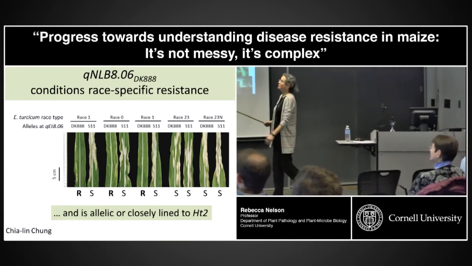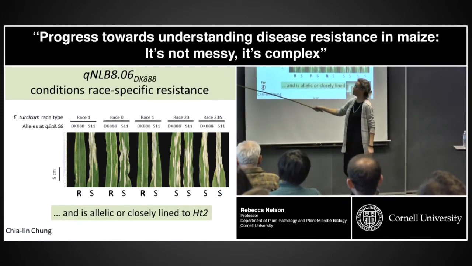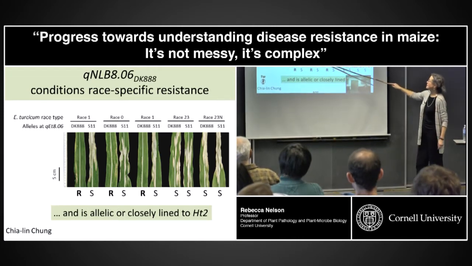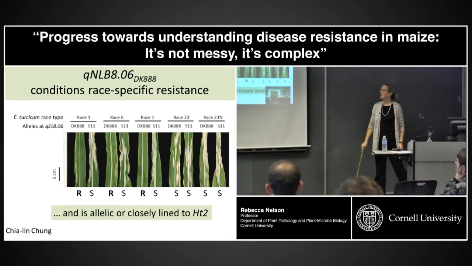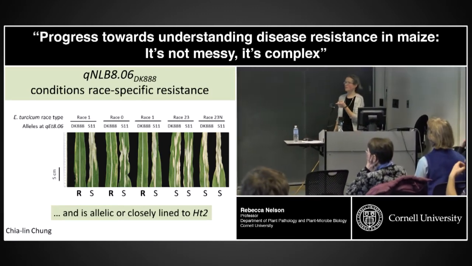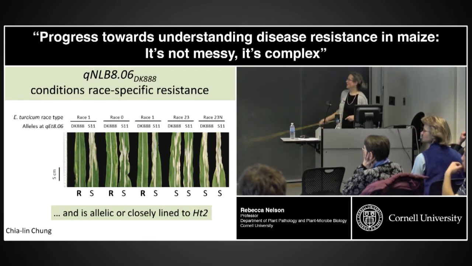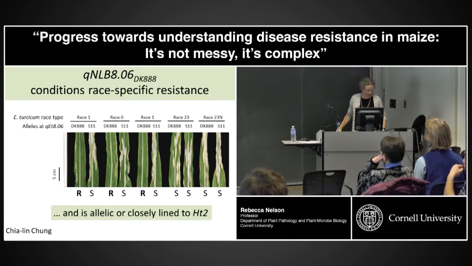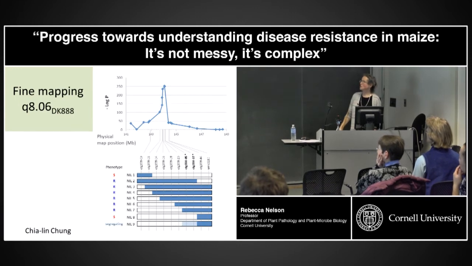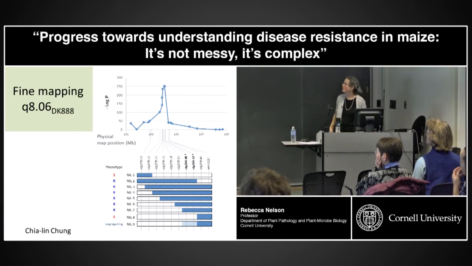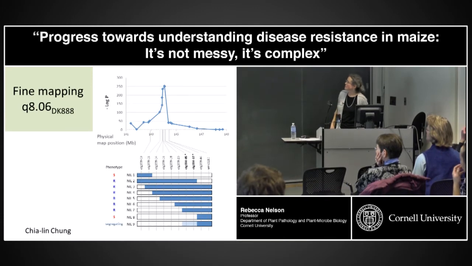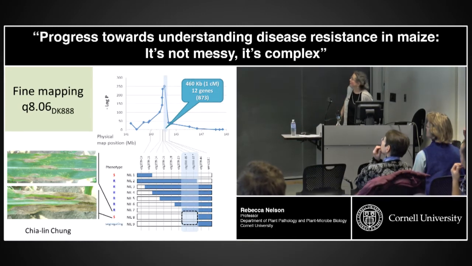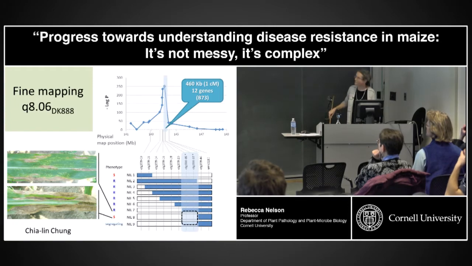When tested with those different isolates representing different races, this particular locus shows race specificity. So it conditions resistance to certain isolates and not to others. And Chalin Chung showed that this particular source of resistance, the resistance at this locus, is allelic to HT2, or appeared to be so. So Chalin was able to fine map it down to a 1 centimorgan interval that carries, I think, 12 genes. So it's a really strong effect, and 12 genes on the B73 map.